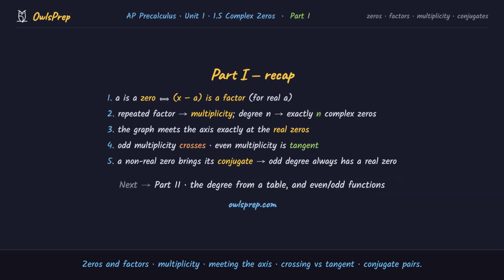So that's part 1. For a real value, being a zero and giving a linear factor are the same thing. A repeated factor gives multiplicity, and a degree n polynomial has exactly n complex zeros once you count them properly. The graph meets the x-axis exactly at the real zeros, passing through when the multiplicity is odd, resting tangent to it when the multiplicity is even. And any non-real zero arrives with its conjugate, which is why an odd degree always leaves at least one real zero behind. In part 2, we'll find a polynomial's degree from nothing but a table of numbers, and work out when a polynomial is even or odd.